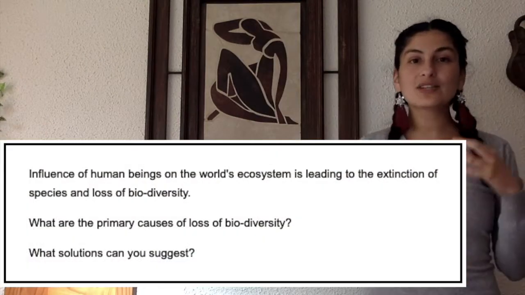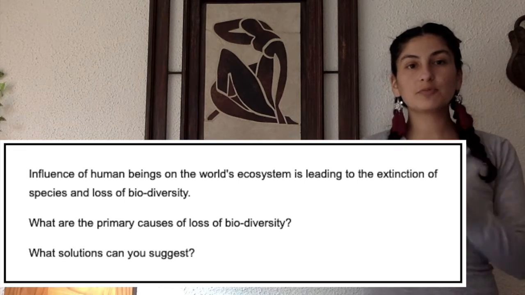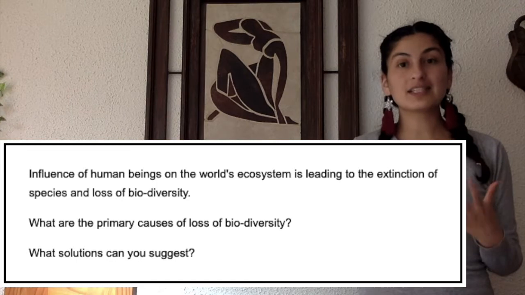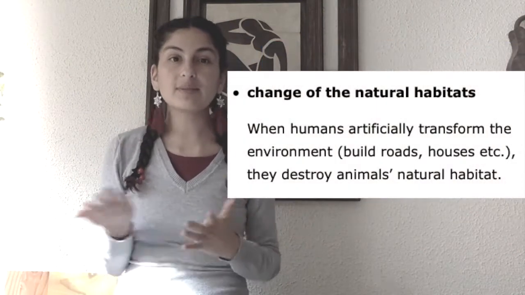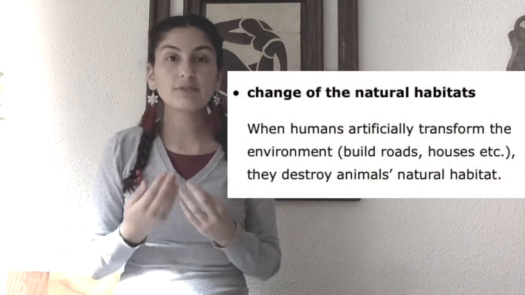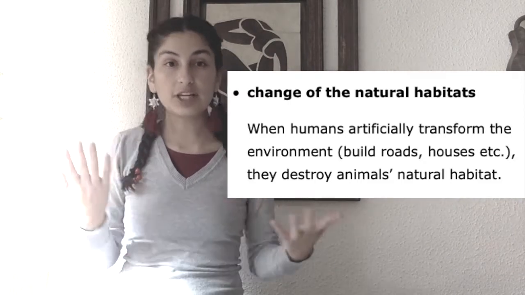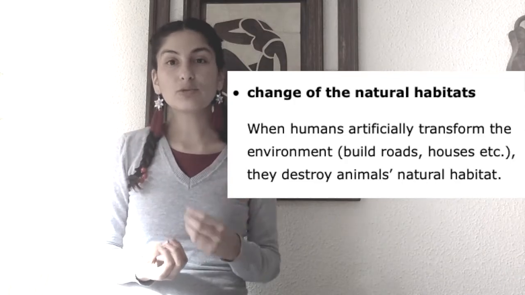The problem here is already given: loss of biodiversity. In other words, some animals and plants are dying out. Now, let's think about its causes and solutions. Don't be afraid of simple ideas. It's totally fine. Here are some ideas that may come to your mind. In the case of causes, one of the causes may be the change of the natural habitats. When humans artificially transform the environment, like building roads, houses, etc., they destroy animals' natural habitat.